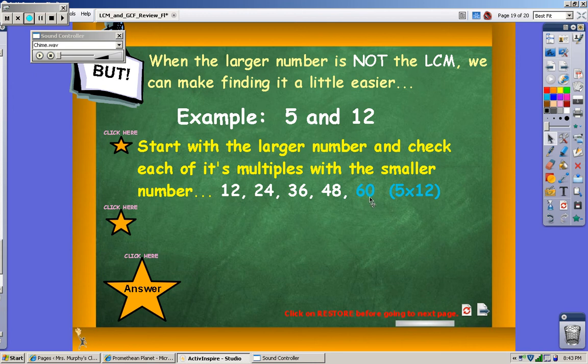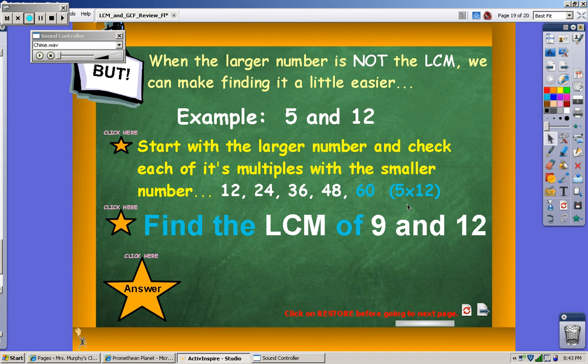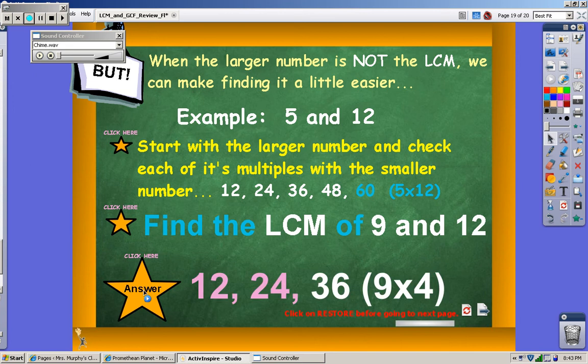You know right away that that's your trigger because it ends in a 0, and you can try to find the LCM of 9 and 12. The answer is 36. The first multiple of 9 and 12 is 36 because it's the third multiple of 9, and it is the third multiple of 12.